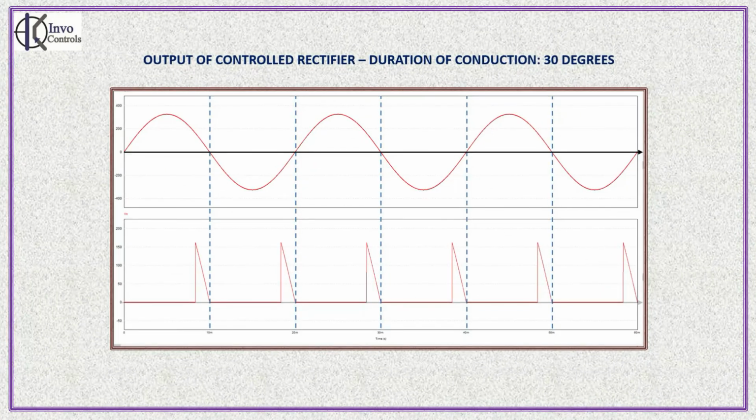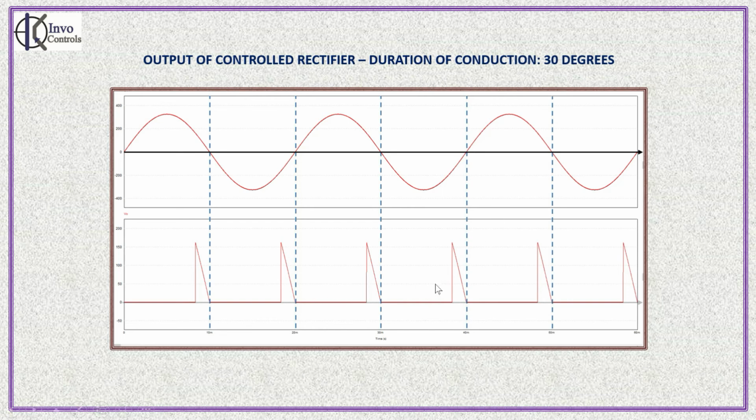In this case, you will observe that the duration of conduction in each cycle is only for 30 degrees. For the initial 150 degree part of the cycle, there is no current flow in the output circuit, and current flows only for the latter 30 degrees in each cycle, and this is repeated in every cycle.